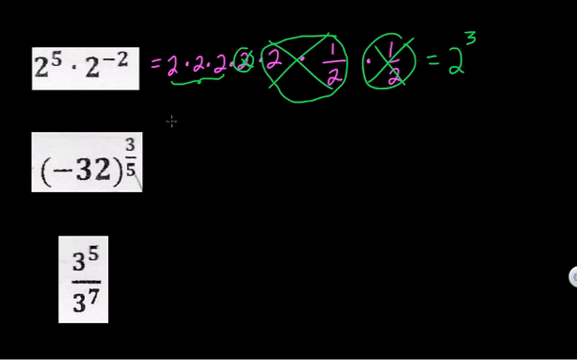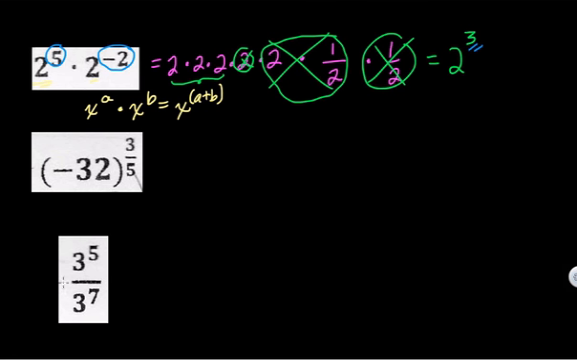A shortcut, of course, would be to add these exponents, because 5 plus negative 2 is just 3, which is our exponent right here. So in general, when we're multiplying two equal bases, here the base was 2 and 2, so the base is equal, and we have different exponents. What can we do? Well, in general, we can just add the exponents as a shortcut. So it's x to the a plus b. That's our general structure there.